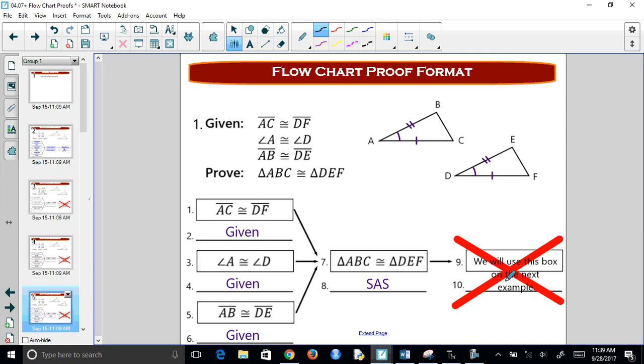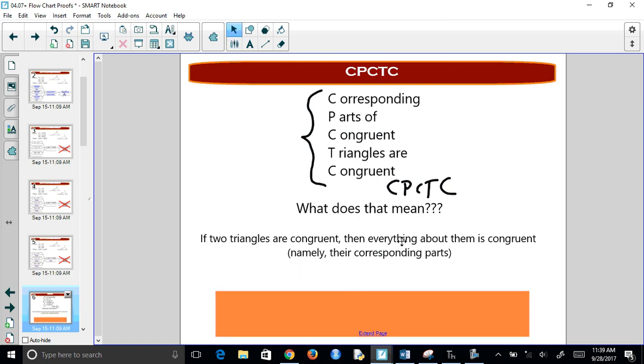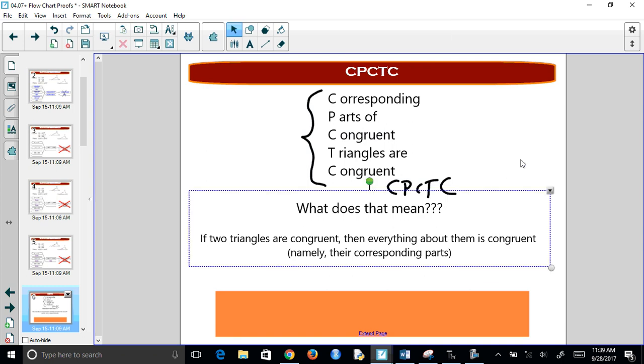Now this one we'll use when we're proving something else afterwards. And what we need is this thing called corresponding parts of congruent triangles are congruent. For short, we write CPCTC. Now what that means is that if two triangles are congruent, then everything about them has to be congruent, meaning the angles and the sides.